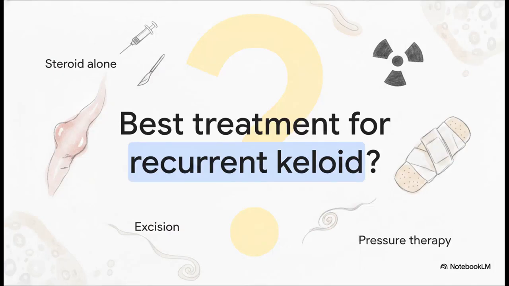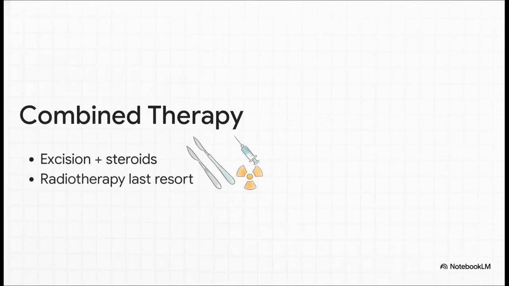Question 30. What is the best treatment for a recurrent keloid? A, steroid alone. B, excision plus radiotherapy. C, excision plus steroids. D, excision alone. Or E, pressure therapy. The correct answer is C.